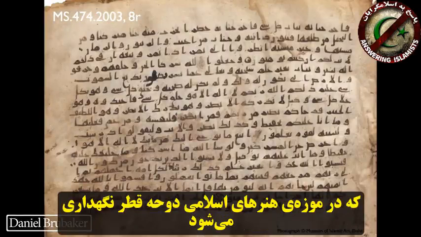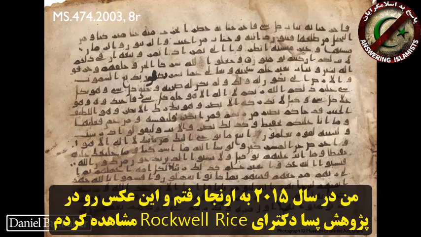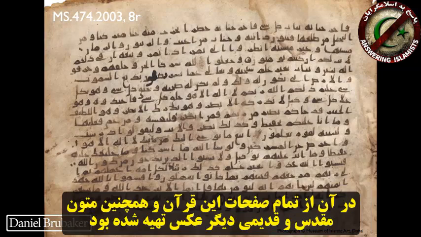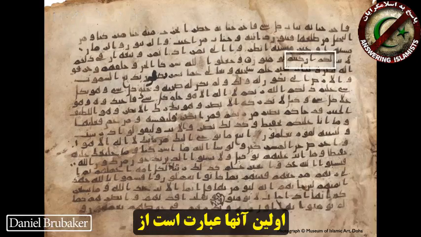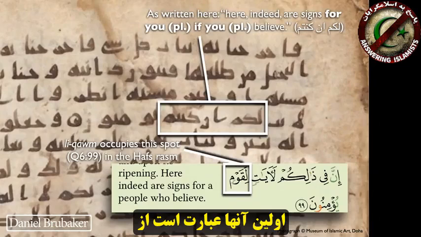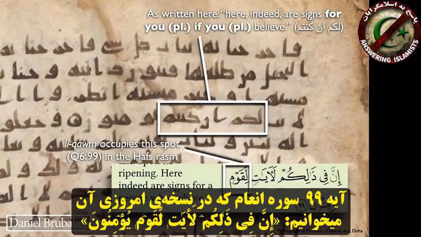Here is the page. It is the front side of page 8 of this manuscript that lives at the Museum of Islamic Art in Doha. I went and saw it in 2015 as a postdoctoral Rice Rockwell scholar, and photographed all its pages as well as many others. This, however, is a picture from the museum itself. I'm going to show you 13 different things that are going on in this page, and let's take a look at the first one. It is here in Surah 6:99.